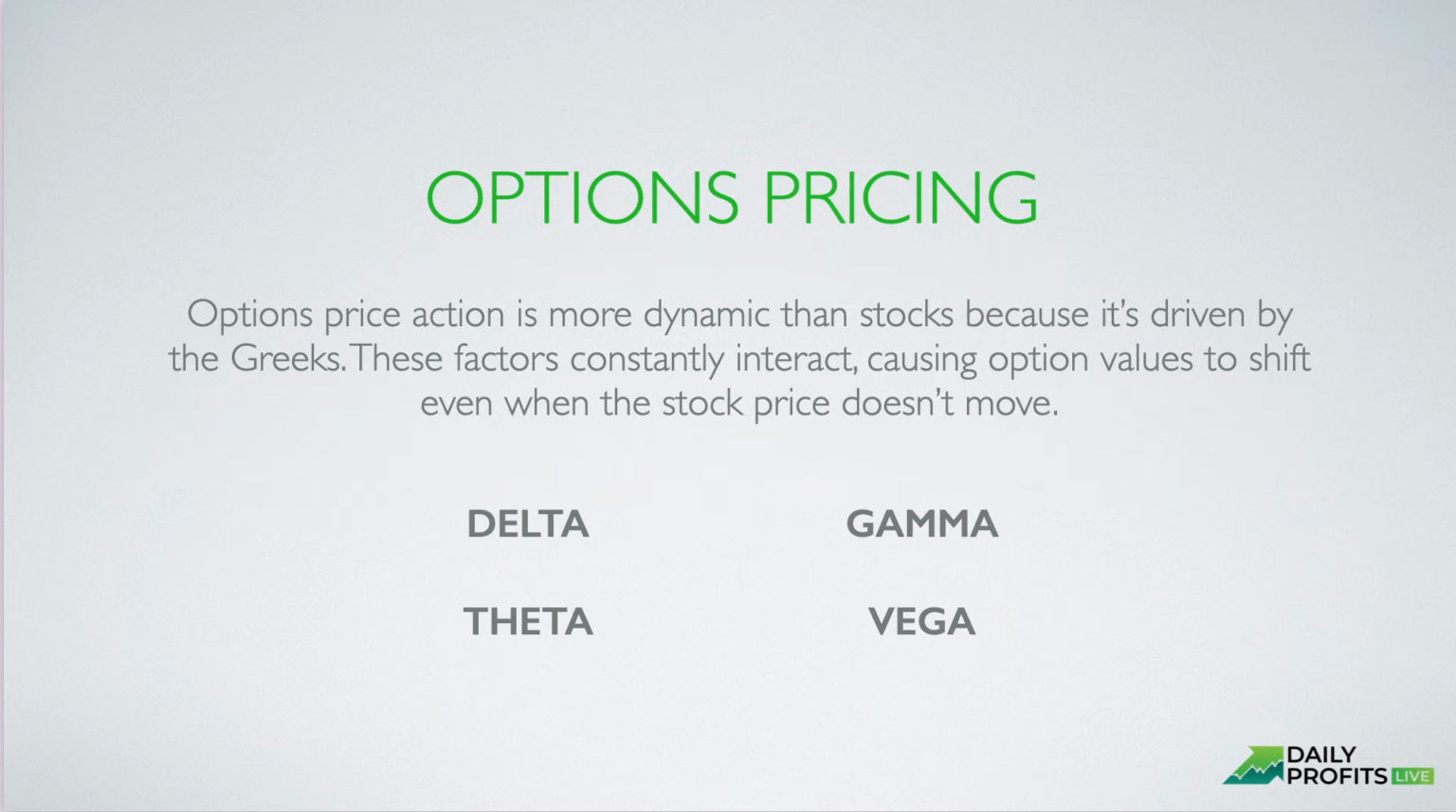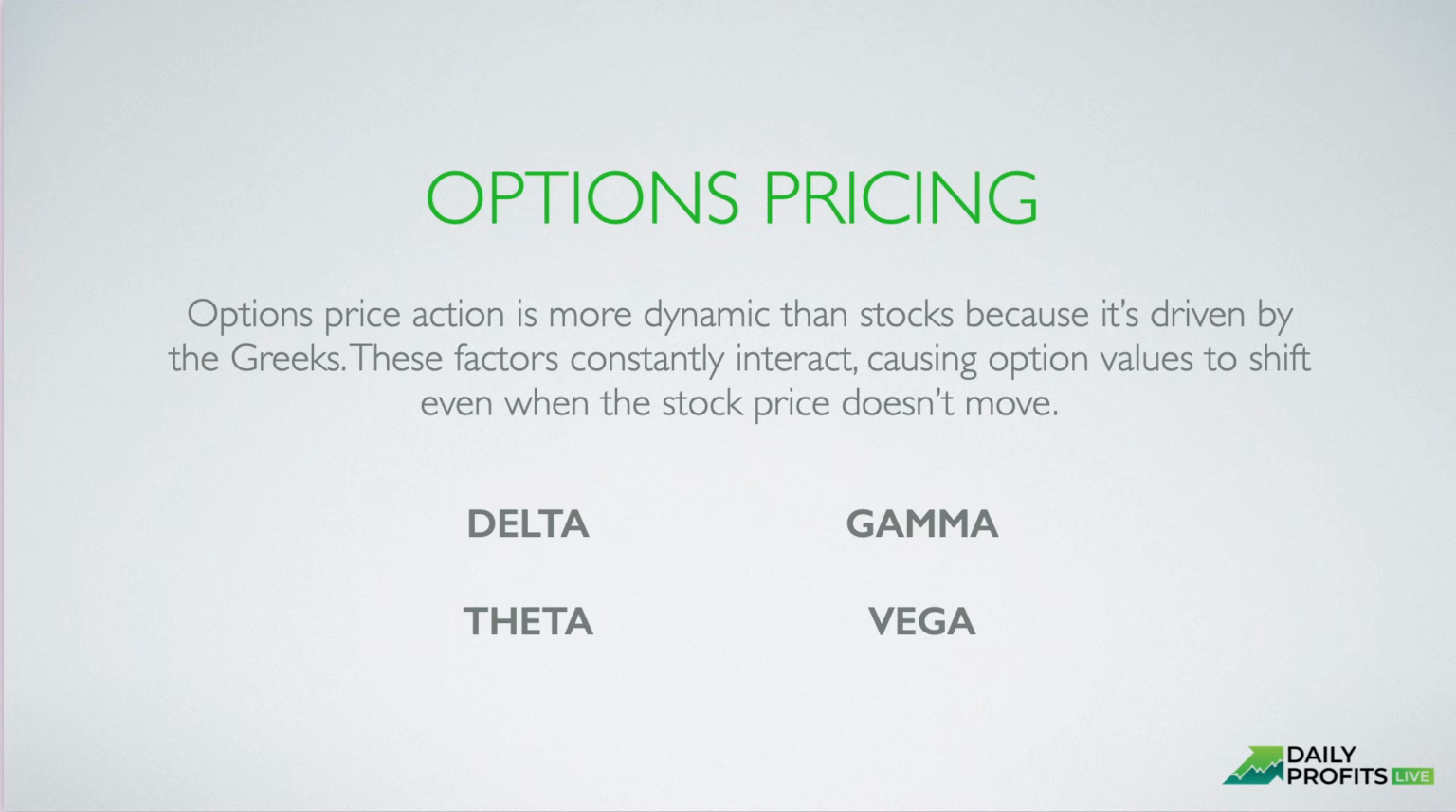So most of us know options pricing. It's very dynamic, right? It's driven by a lot of different factors, and the most important factors are the Greeks: delta, gamma, theta, and vega. They're constantly shifting the price and the value of an option, even when the price doesn't move.